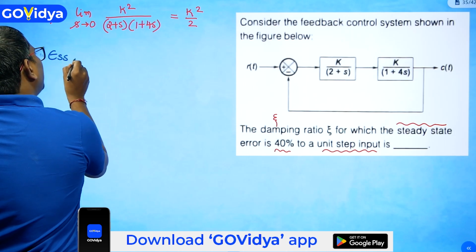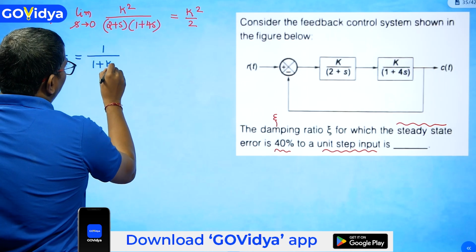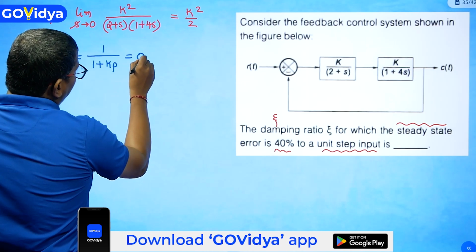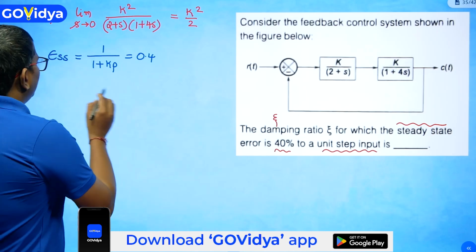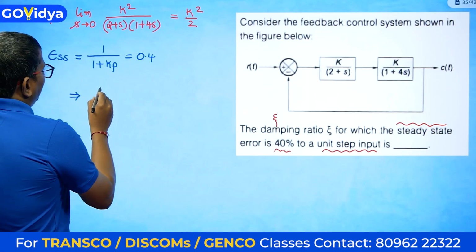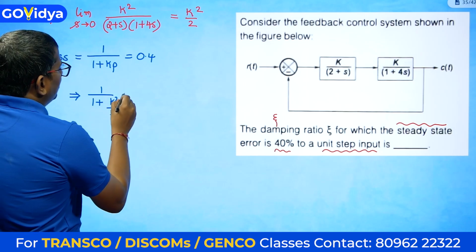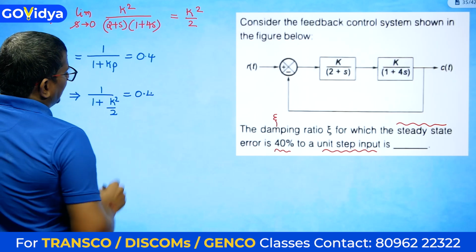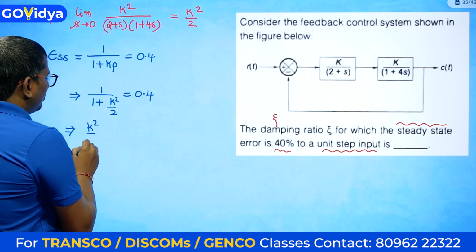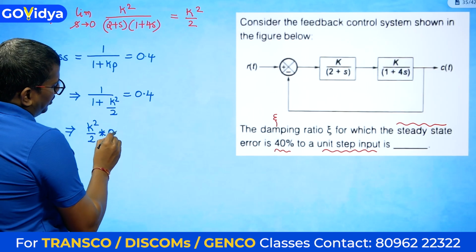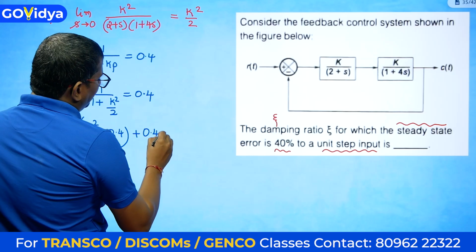Steady state error for a step input, type 0 system, is 1 upon 1 plus Kp, which equals how much? 40%, which is nothing but 0.4. That implies, can I say, 1 upon 1 plus, what is this value? K square by 2 equals 0.4. Now from this, can I say K square by 2 into 0.4 plus 0.4 equals 1?